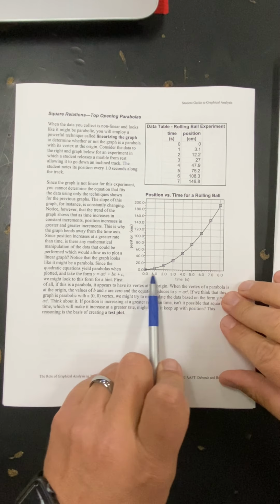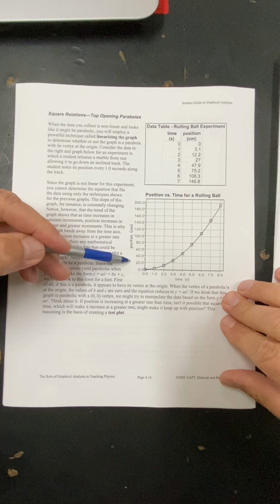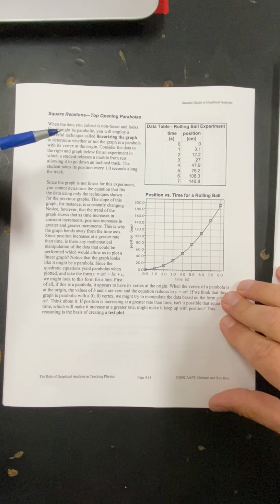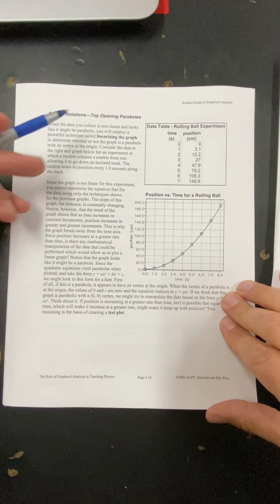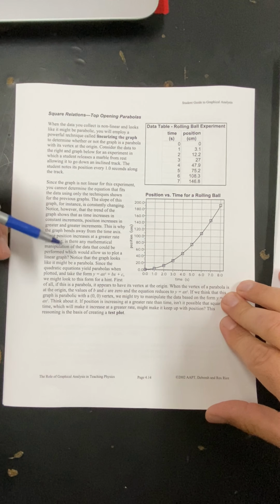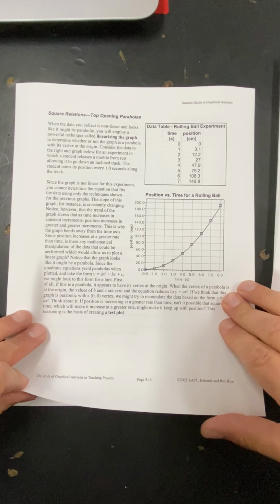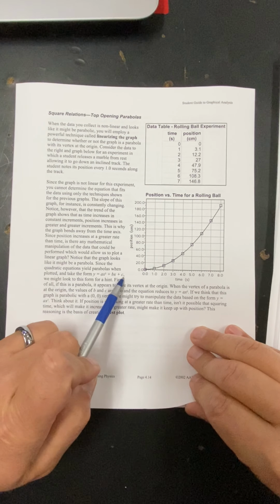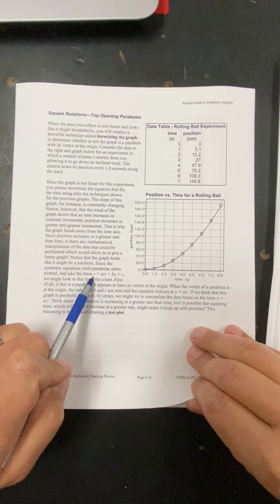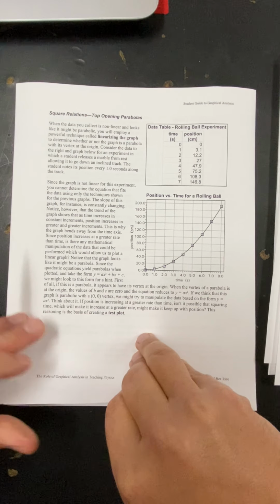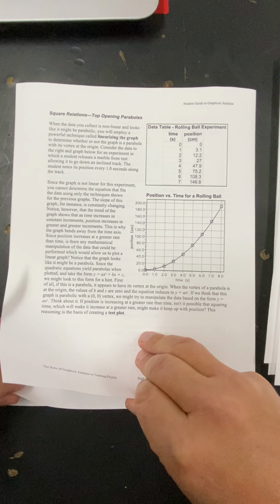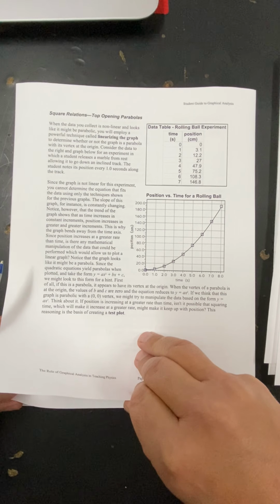So as the times go on, the positions are really increasing at a bigger and bigger rate. You can't write an equation for this because there's no line. There's no y equals mx plus b that we could apply to this. This would be the generic equation for a parabola that you're used to from math class. So before we go writing an equation for this, you've got to do what's called linearizing the graph.